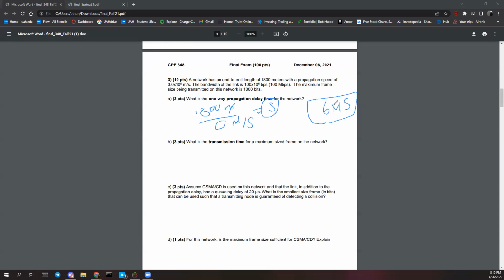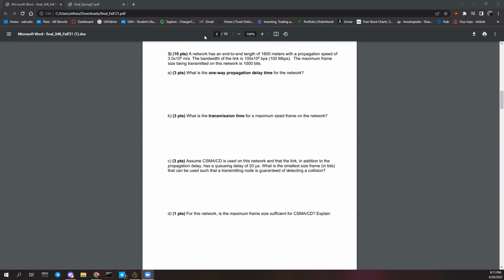That looks like a milli, but that's meant to be the mu. Six microseconds, said it out loud. So that's a simple one. These network parameter questions are really gimmies in my opinion. This is what you should want to see on the exam.